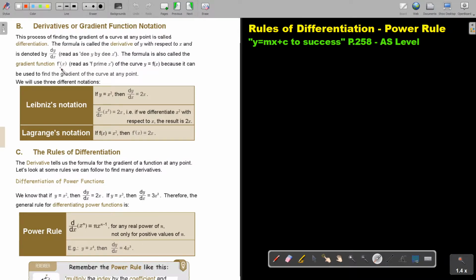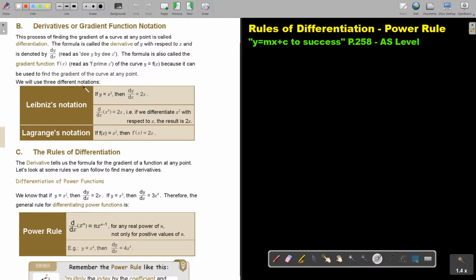So in other words, we can say f prime x, read as f prime x, of the curve y equals f(x), because it can be used to find the gradient of the curve at any point. Okay, so very important. It's all about finding that formula for the gradient of the curve at any point.